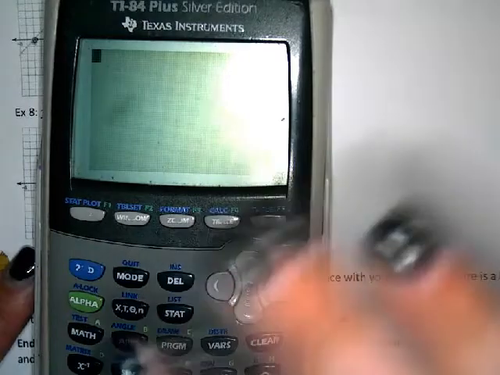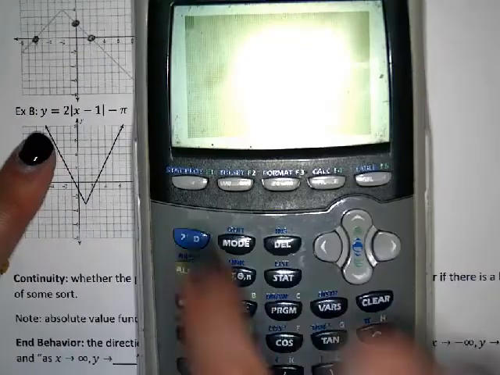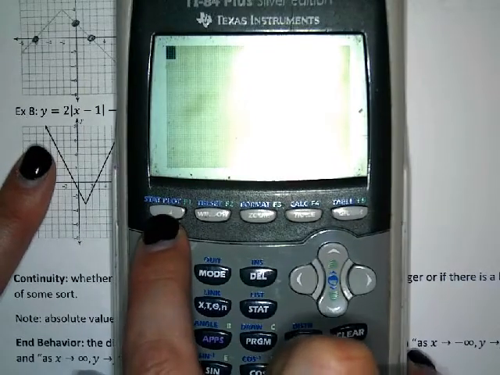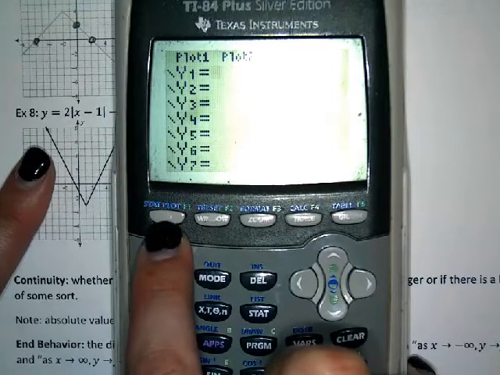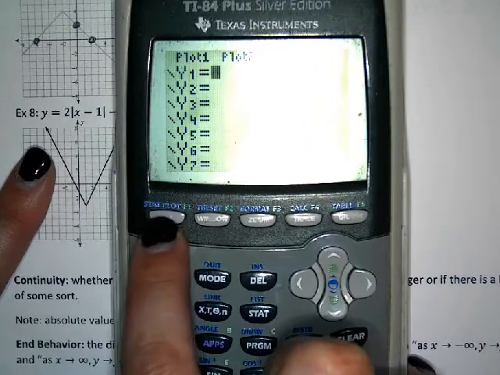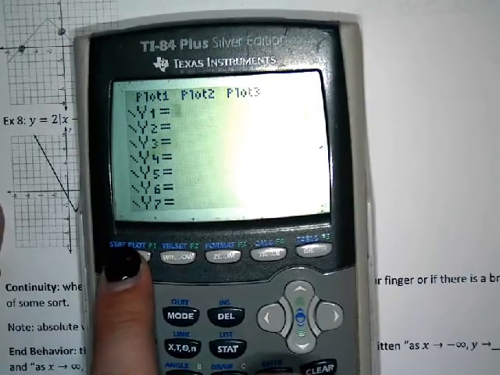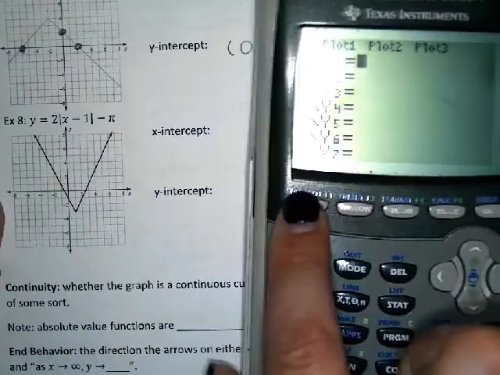Okay, so we are going to go to the Y equals button, which is right up here. Mine doesn't say it because I rubbed it off, but it's there. So Y equals, right here. That's the button you're going to click. And the screen looks like this. Everyone got it? Okay. Next, we're going to type in the 2 that's in front. So everyone hit 2.